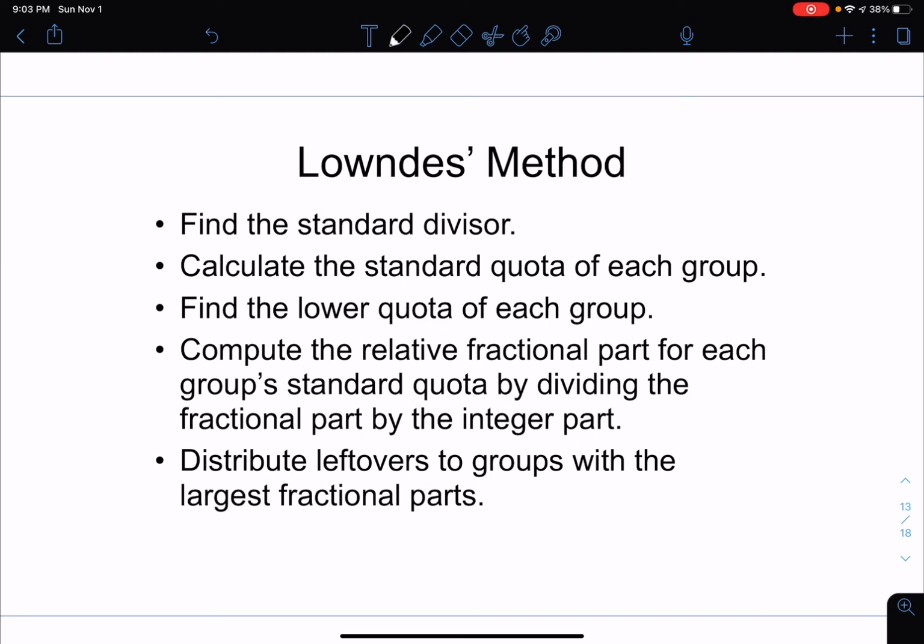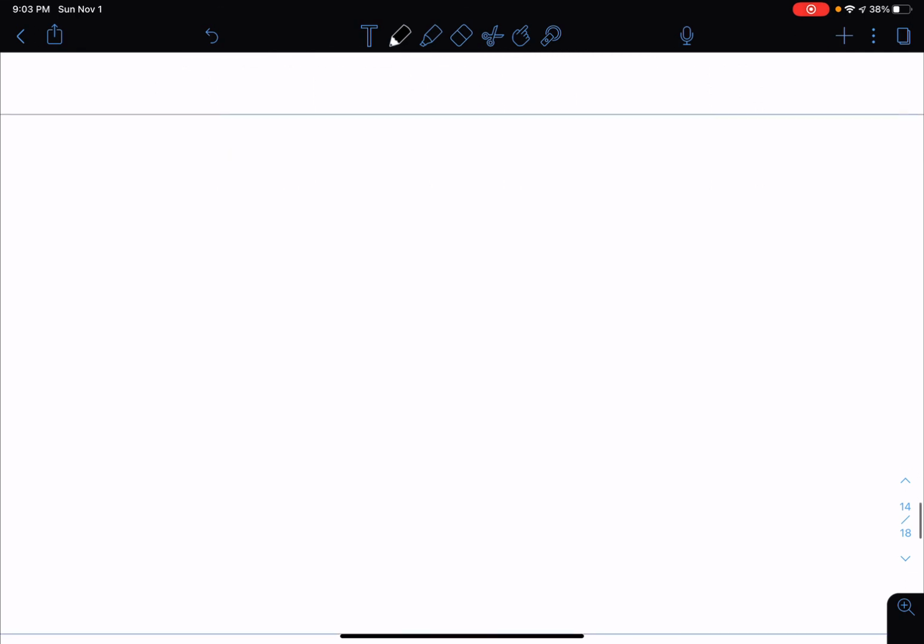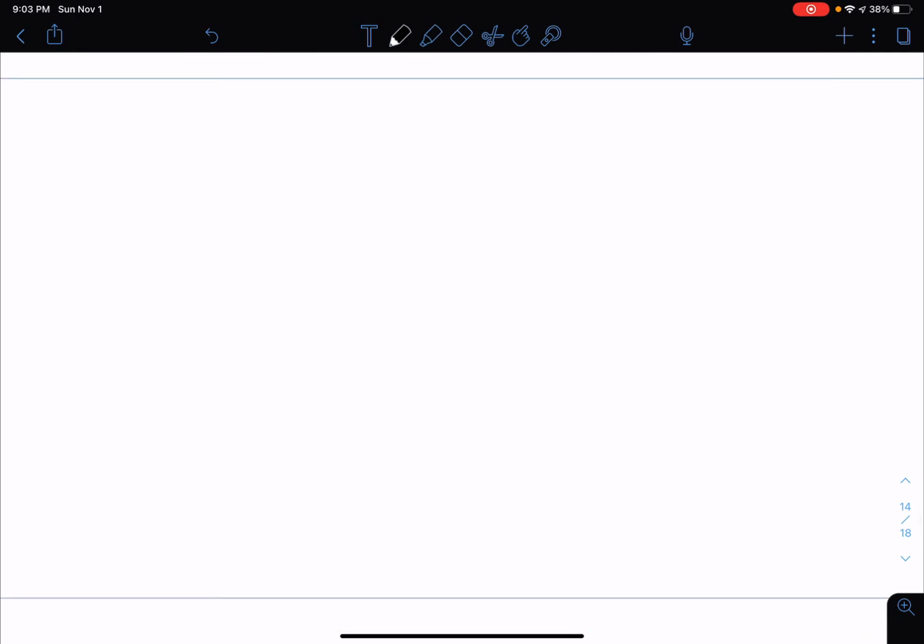All right, so let's see how it works. We're going to use the same numbers from earlier so that we can compare and see how the seats get divvied up using Lowndes' method. So we're going to go back to state A, B, C, D, E that we just used in Hamilton's method. We're still going to have the same populations from that example.